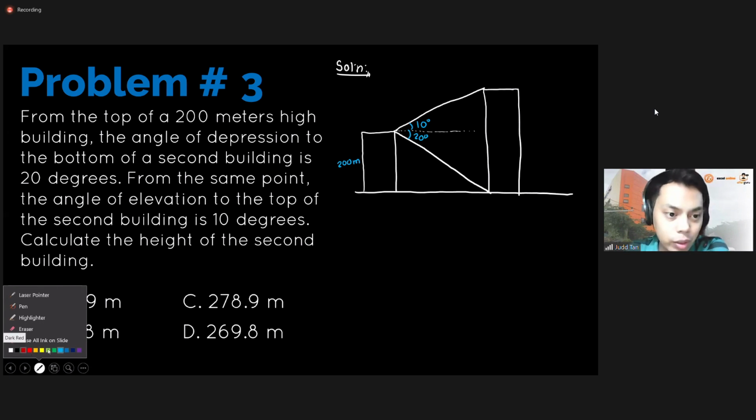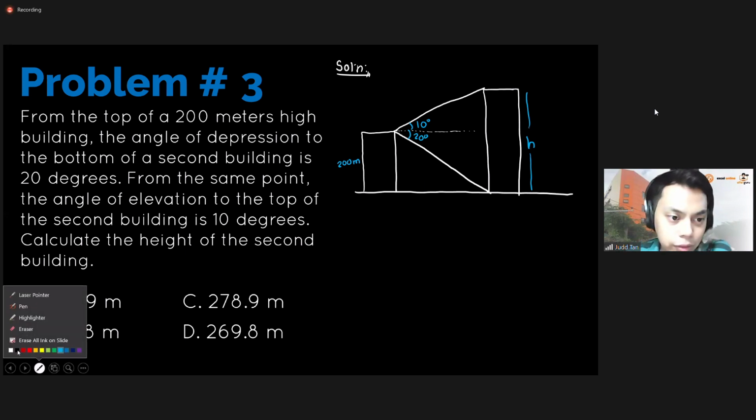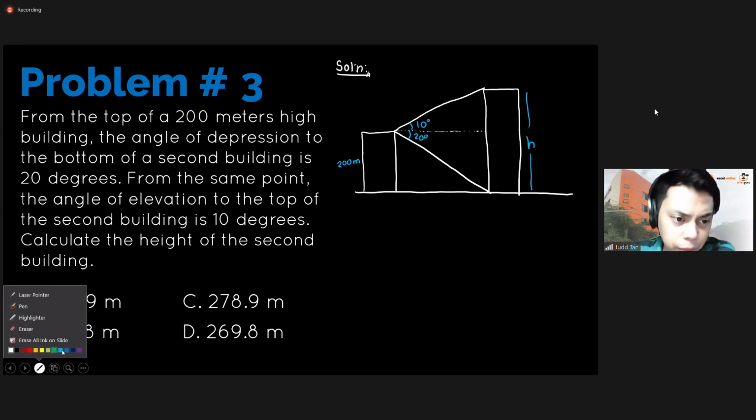So the question is, calculate the height of the second building. Madalas po yung question ganito: what's the height of the building? Given this angle, let's try to answer this question. Height ng building, yun po yung question. First, maghanap tayo ng triangles kasi mas madali silang i-solve. We have one triangle here and another triangle at the top. Fill in natin po yung mga empty parts ng triangle.